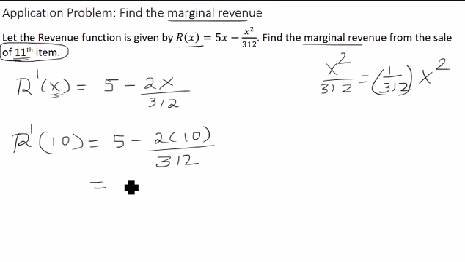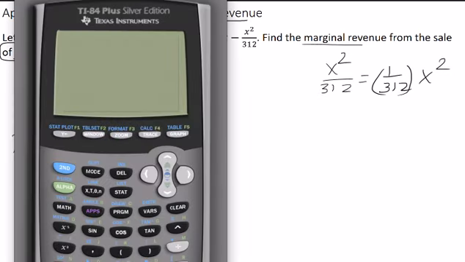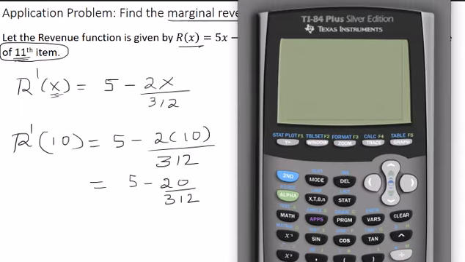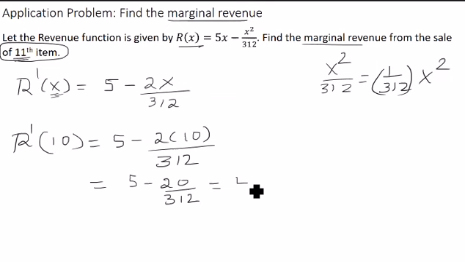Let's do it in our calculator here. So let's just clear that. 5 minus 20 over 312, and that's going to give us 4.9358. So it's going to be 4.94 up to 2 decimal places, so 4.94. So that's your answer in this case. Alright, so we've got that application problem here.